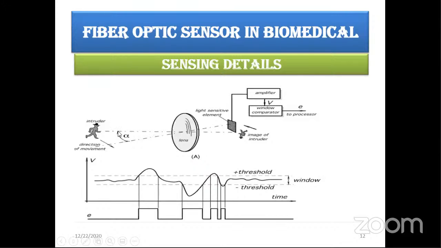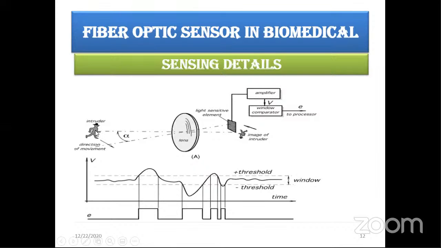Actually, there will be light passing. Here we are having the magnification purpose lens, and one sensor is placed. When one intruder is coming inside, this will be magnified and it will be given to the sensor. Actually, the intensity of the light is changing here. So based on that, the intruder will be identified.